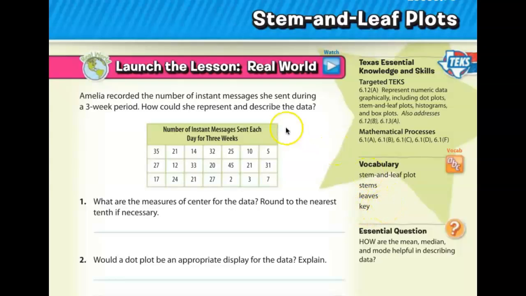Okay, so I said preview, but I really meant review. So we're going to look at a set of data about someone who is instant messaging their friends, and we're going to talk about the centers, the measures of center for data. So basically, practice finding median, mode, and mean before we move on to the new kind of graph that we're learning today.